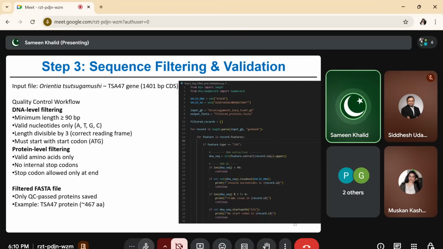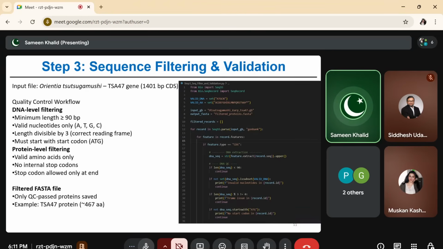the DNA level, the parameters were selected, such as sequences shorter than 90 base pairs were removed, only valid nucleotides were considered, the length of those sequences should be divisible by 3, and the sequence must start with ATG or start codon. At the protein level filtering, the parameters were that there should be valid amino acids only. There should not be any internal stop codons, and stop codons should only be allowed at the end.